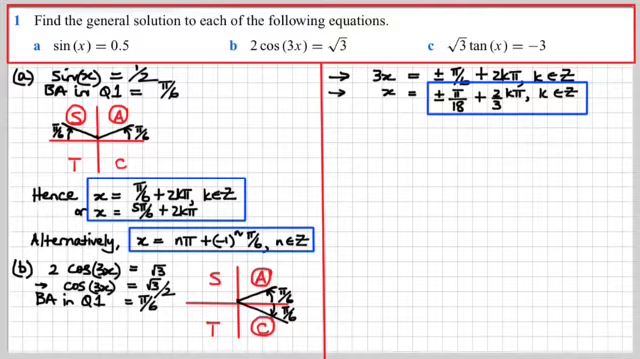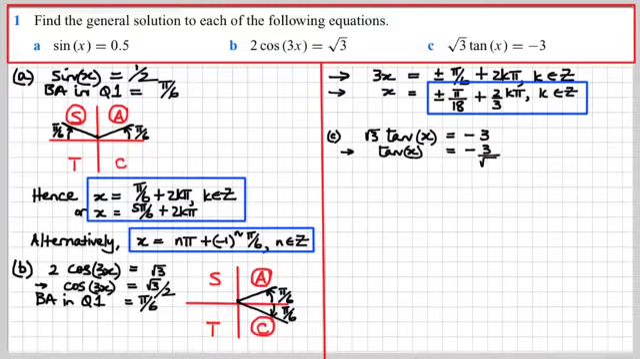Okay, how are you feeling? So you see they're very, very simple. You just got to get into the groove and into the rhythm of them. Okay, what about C for you and me? Root 3 tan x equals minus 3. This is a minus 3 now, so beware. We'll solve it for just tan of x. And what do we get? We get minus 3 over root 3, which is minus root 3.